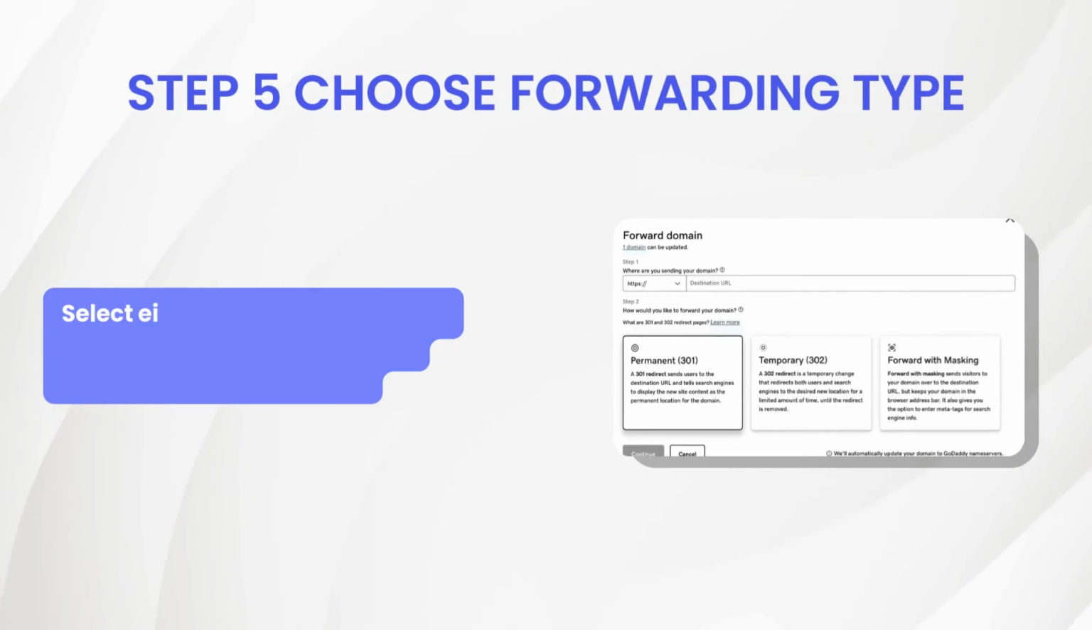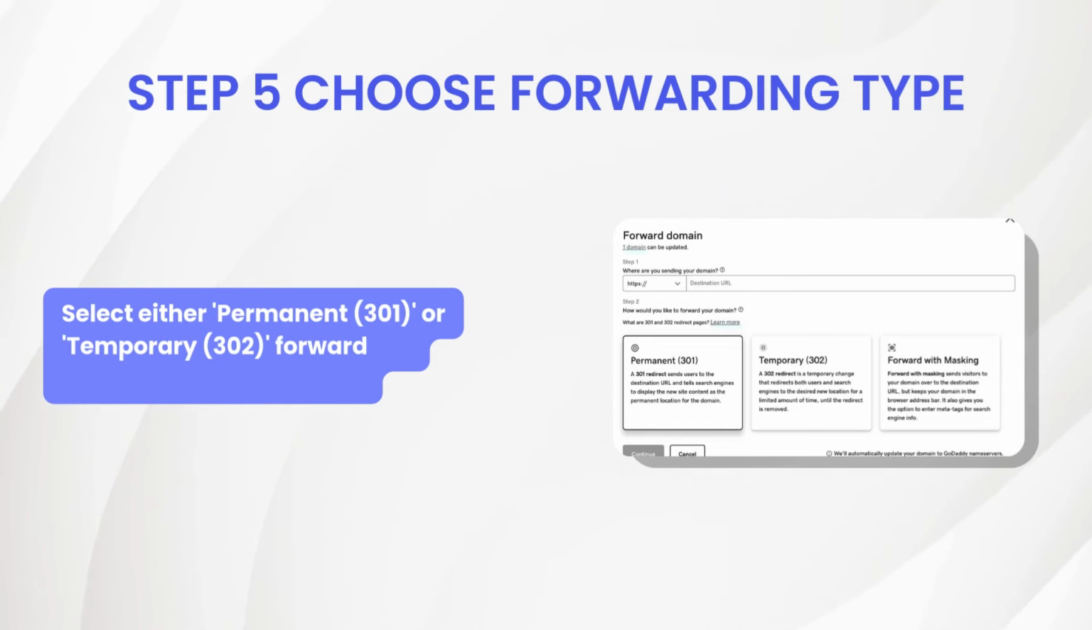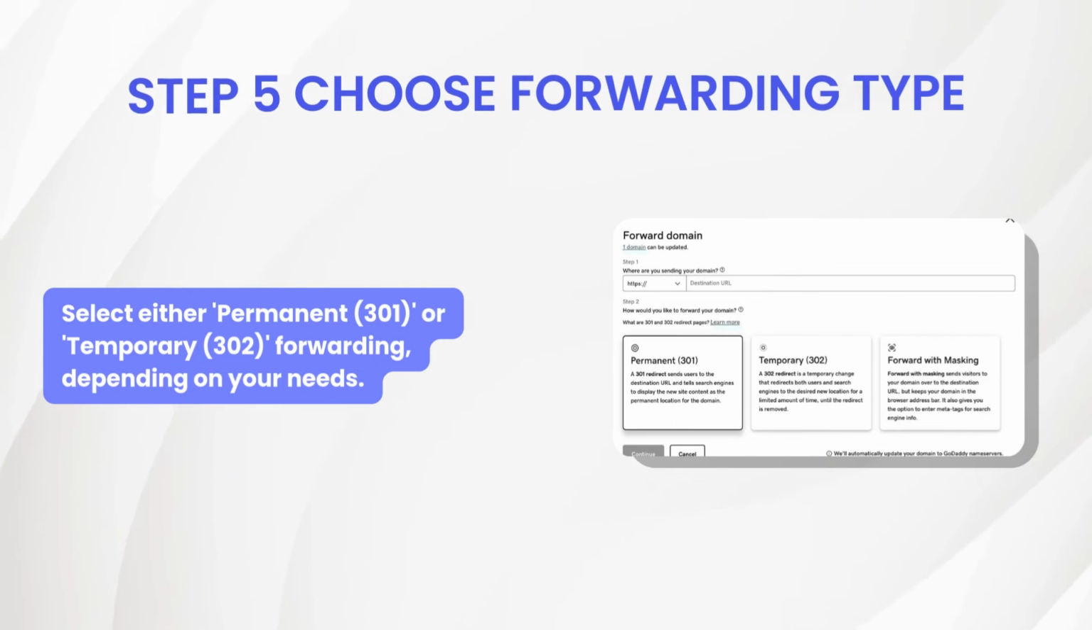Step 5, choose forwarding type. GoDaddy gives you two forwarding options, permanent 301 or temporary 302. Choose 301 if this is a long-term redirect or 302 if it's temporary.